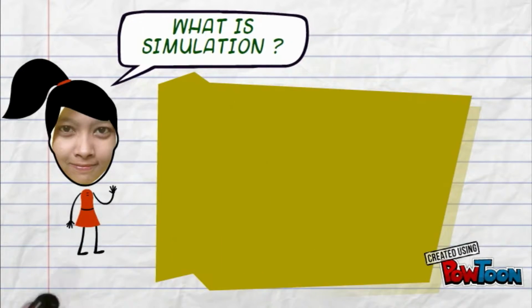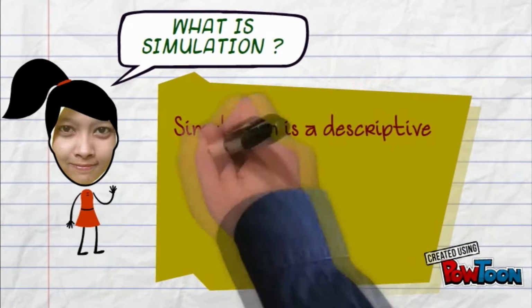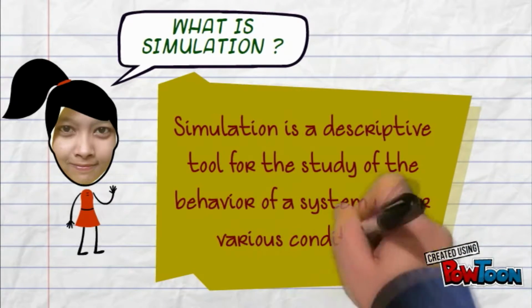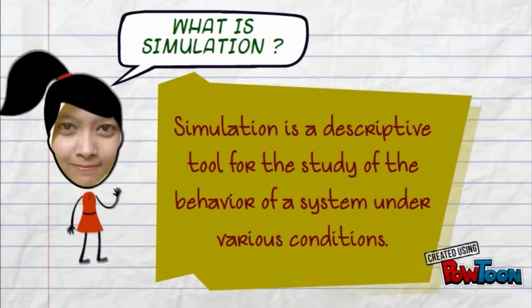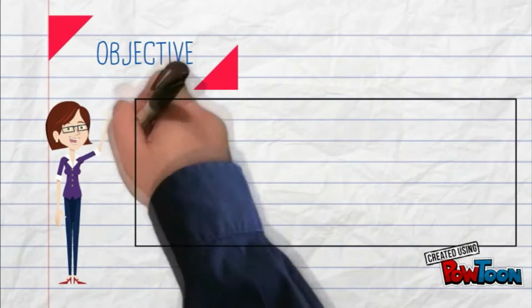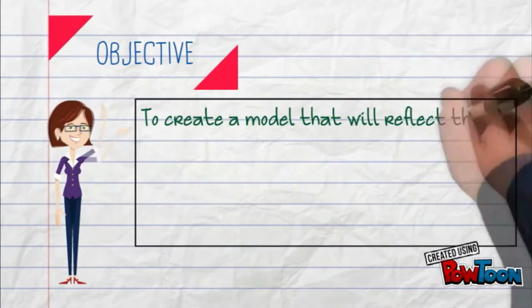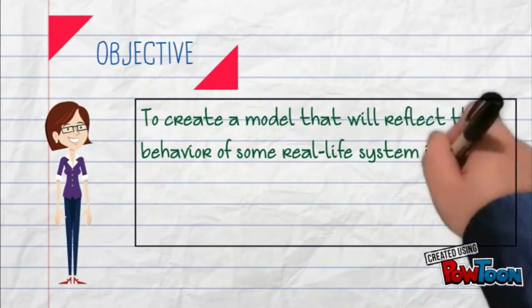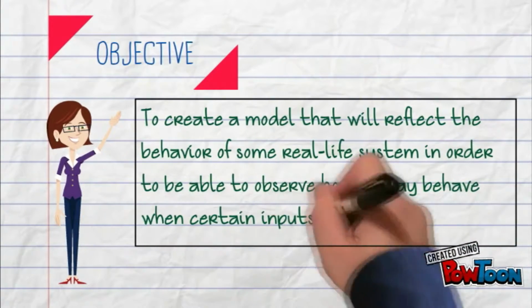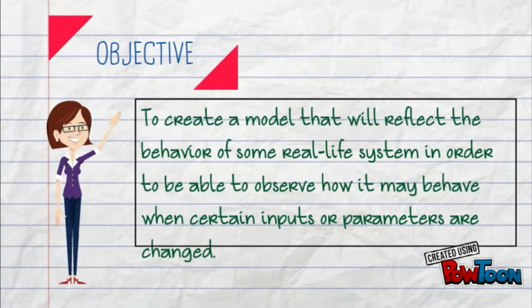What is simulation? Simulation is a descriptive tool for the study of the behavior of a system under various conditions. The objective of the simulation model is to create a model that will reflect the behavior of some real-life system in order to be able to observe how it may behave when certain inputs or parameters are changed.